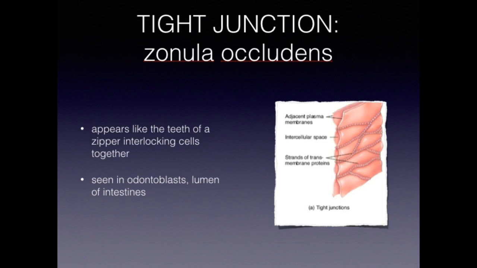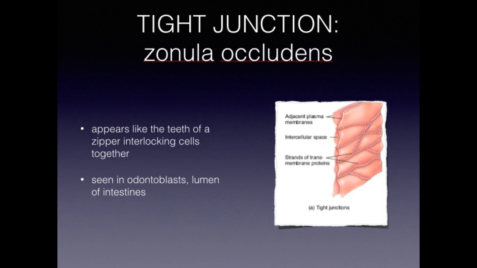So it's kind of like the teeth of a zipper. When you do up your zipper, they interlock and sort of connect together. So we see these in our odontoblasts that we'll be talking about with regards to teeth, and then in the lumen of the intestines as well.